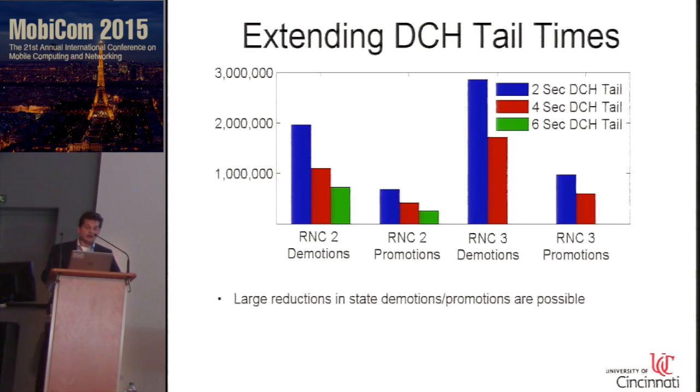So here we see reductions in the order of 40% when the DCH tail time is extended from 2 seconds to 4 seconds. And a further reduction occurs at 6 seconds. State promotions are also reduced by 39% for both RNCs.